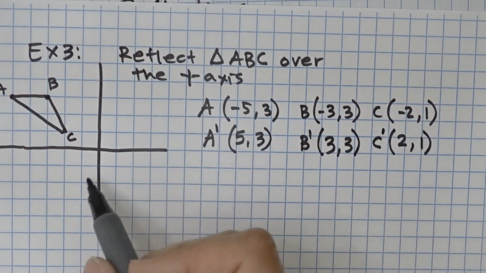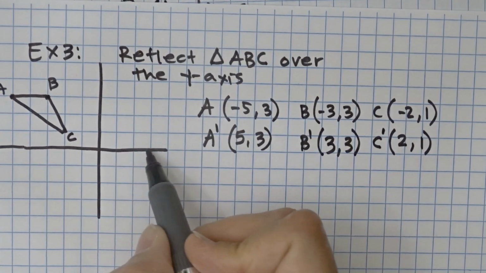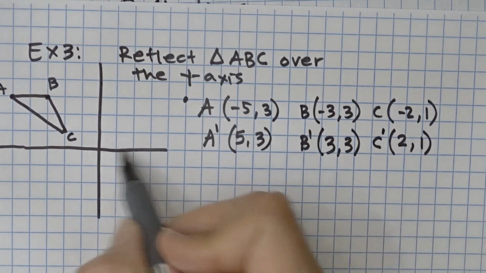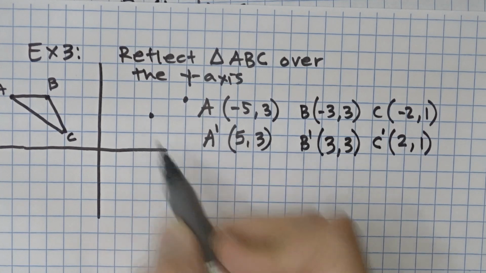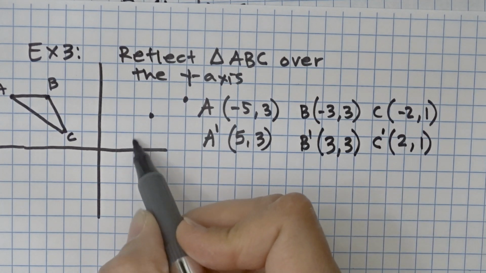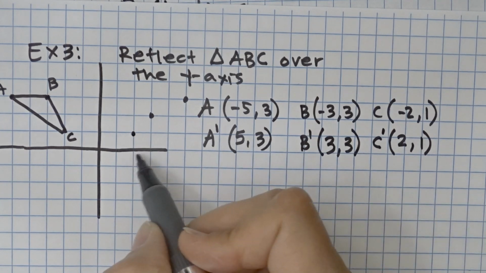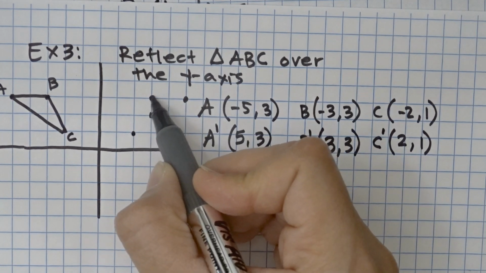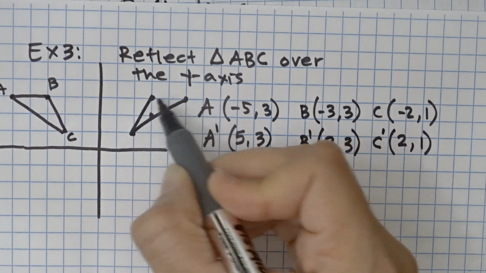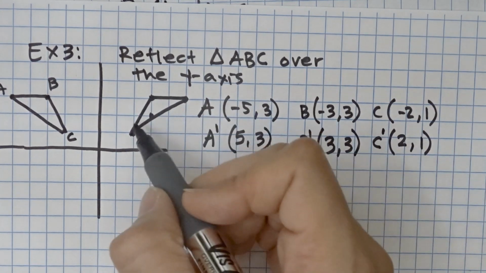Quickly just graphing them, make sure that it's right. So 5, 1, 2, 3, 4, 5, 1, 2, 3. My new A, 5, 3. My new B and C, 3, 3 and 2, 1. Oops, right here. Ignore that one. So there you go. This is the same triangle.